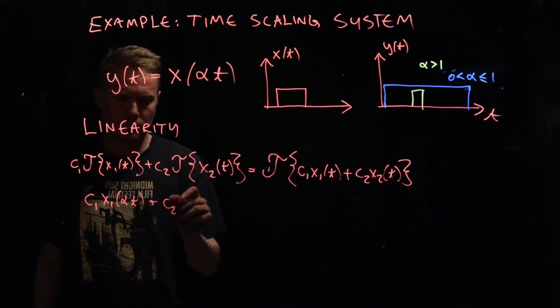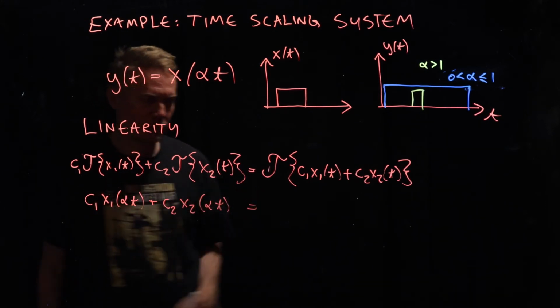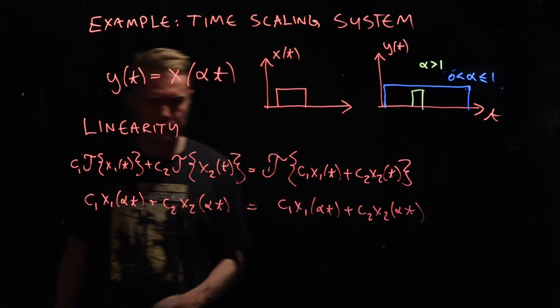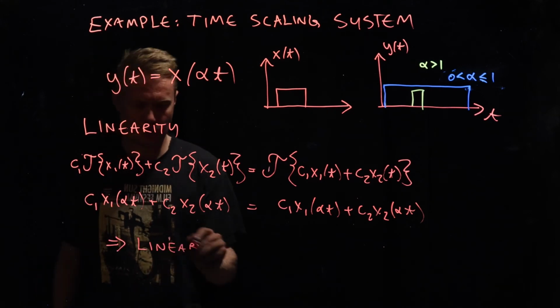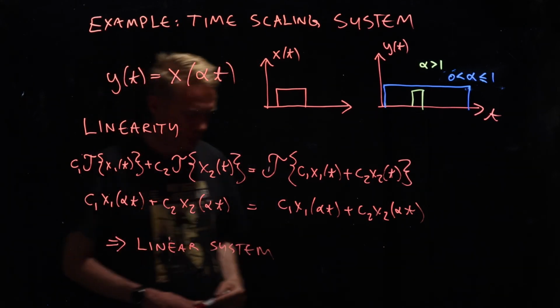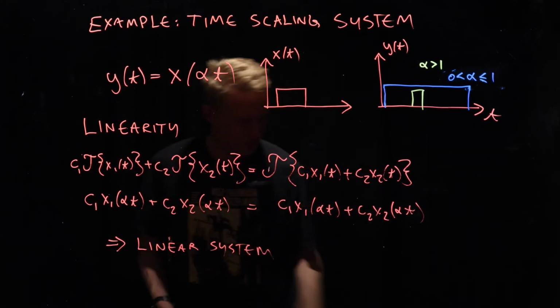And if we evaluate the left hand side, we get this. And in the case of the right hand side, we get the same. This means that the time scaling system is a linear system. Okay, let's apply a time scaling to this video with alpha larger than 1.